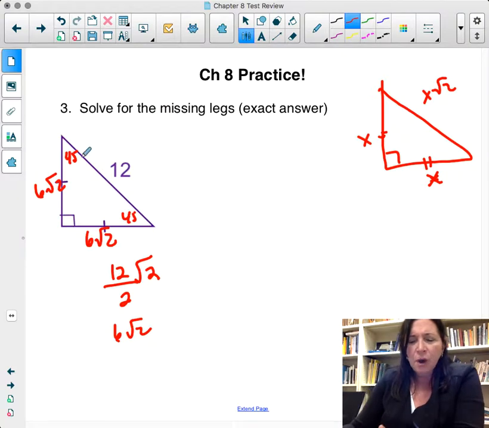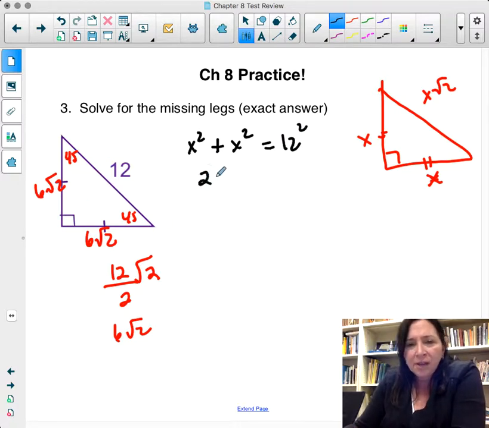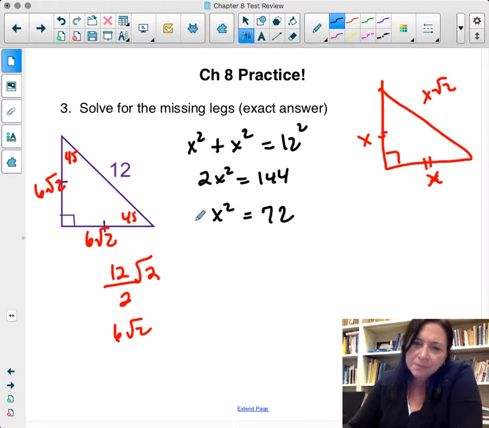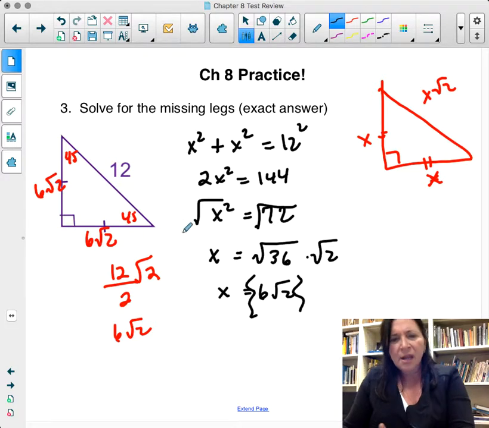Now, I do want to remind you, though, that this is a fail-safe for the 45, 45, 90s. Even though you don't know the sides, you can say, well, that's x squared, because I didn't know what that was, plus x squared is equal to 12 squared. You can totally do that. You're going to get 2x squared equals 144. X squared equals 72. You're then going to square root both sides. You're going to get x equals root of 36 times 2, and so that's 6 root 2. So I'm going to get the same answer for the length of my sides, but it's just another way of doing that.